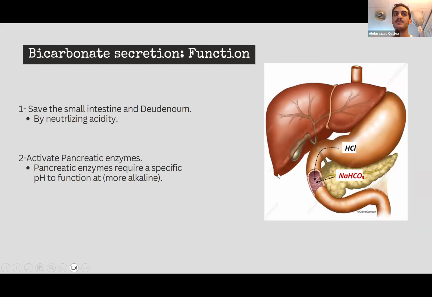Bicarbonate has two functions. The first one, as we said, is that when we have hydrochloric acid and the chyme after the stomach, it goes to the duodenum and small intestine. The acidity will harm these structures, the duodenum and small intestine, and it will cause something called peptic ulcer or ulcers. I will show you what an ulcer is in the next slide, but now the function of the bicarbonate is to neutralize these acids coming from the stomach.